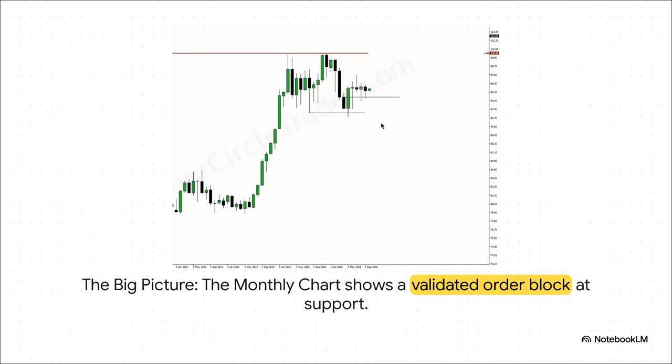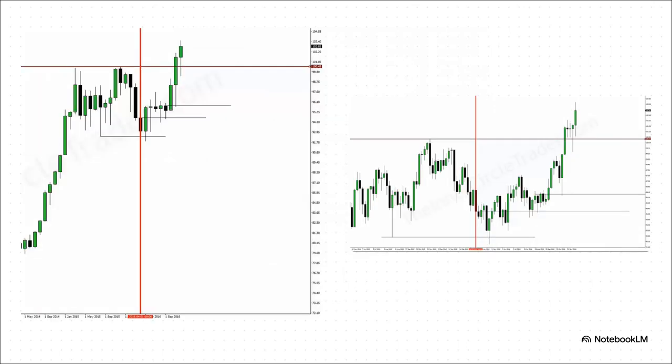You can see price trades down to a key support level, a down candle forms, and then bam, the very next candle trades through its high. That gives us our validated monthly order block and establishes our long-term bullish bias. Now we get to zoom in.